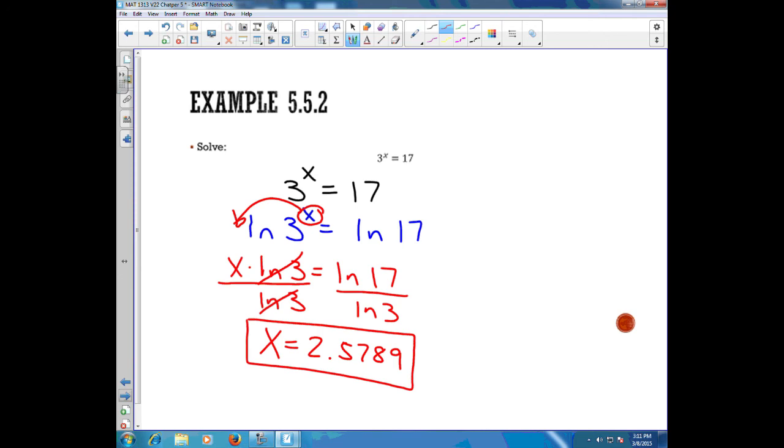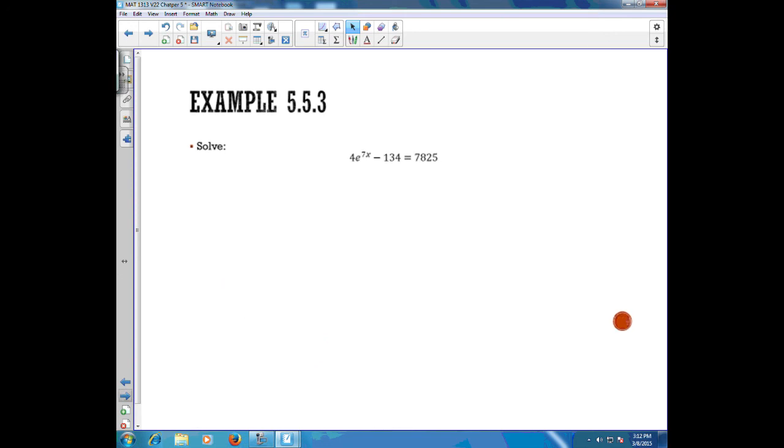Let's try another example. The base, in this case, is 3. The base does not always have to be a whole number. So what if we have a base of e? So 4 times e to the 7x minus 134 is equal to 7825.